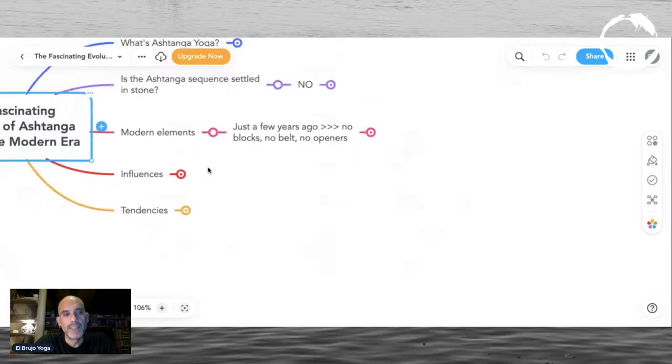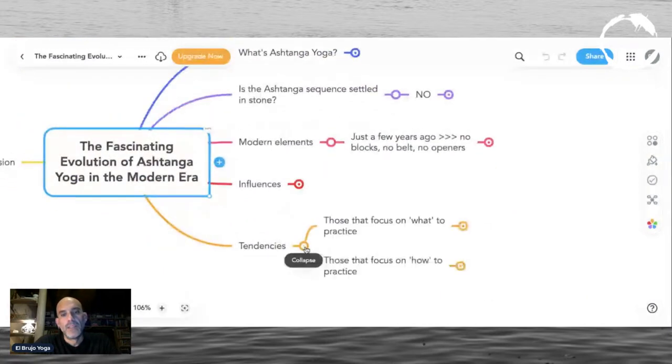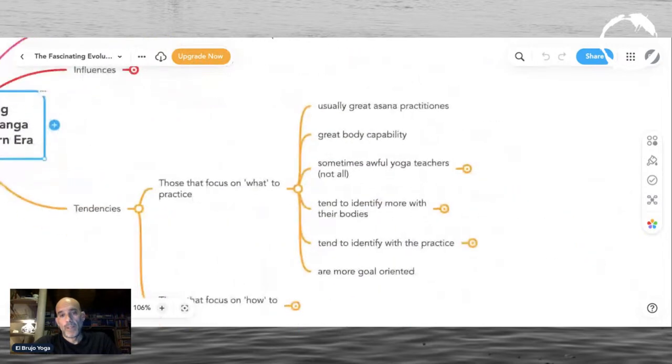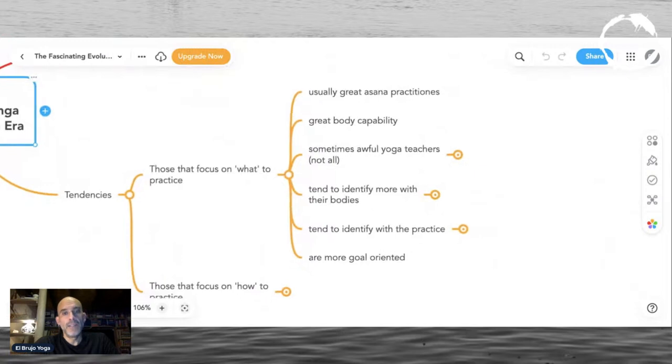So this would be the influences. And now we've got here some tendencies. I would divide this in two main points: those that focus on the what and those that focus on the how to practice. Those that focus on what to practice usually are great asana practitioners. This is undeniable. They have great body capability. They have good genes or whatever you want to call it, but their bodies are very capable.